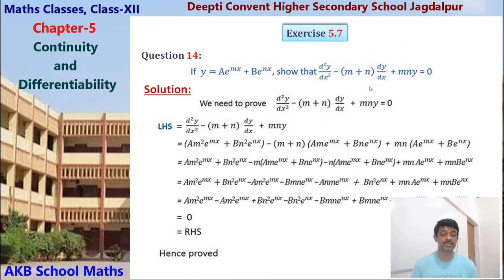This type of question you can also prove by substituting values in between, but here just find the first order and second order derivative, put them on the left hand side, reduce and solve it, and you get the right hand side 0, left hand side equal to right hand side, hence proved. This is question 14 of exercise 5.7. Clear?